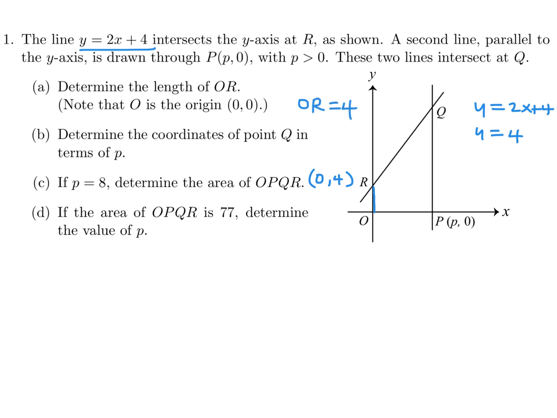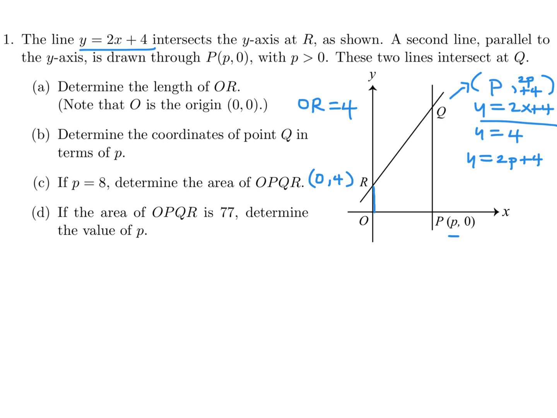Determine the coordinates of point Q in terms of p. Well, the same equation, we're trying to find the coordinates. The x-coordinate of Q is the same as the x-coordinate of P, which is the lowercase letter p. So that's just p right there. And then to find the y-coordinate, you just sub that into the formula, so it'd be 2p plus 4. So (p, 2p + 4) would be the coordinates of Q.